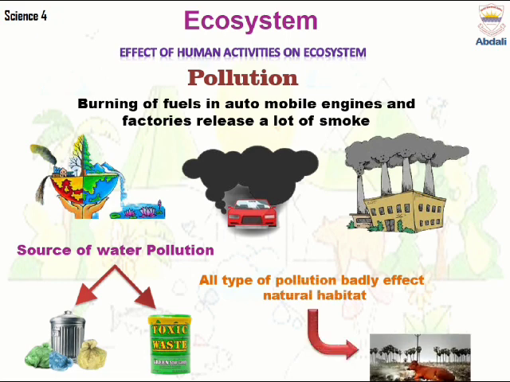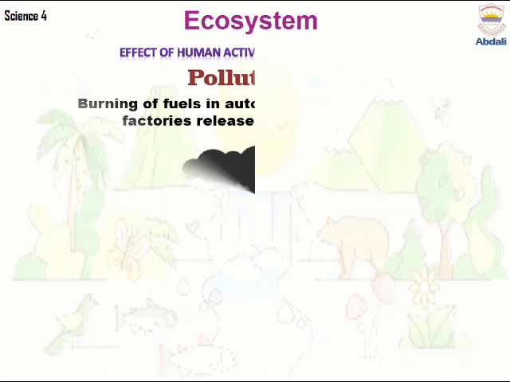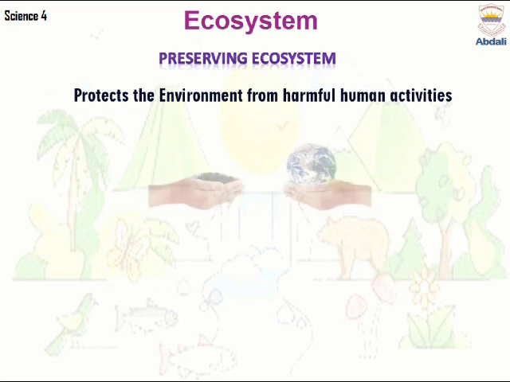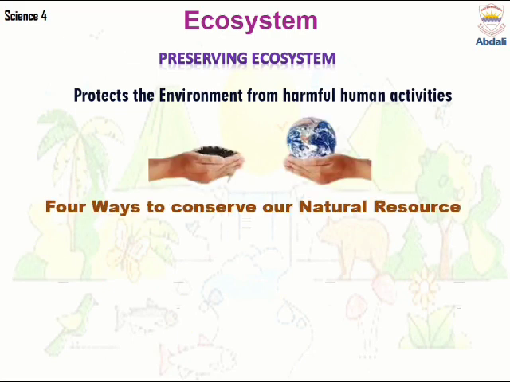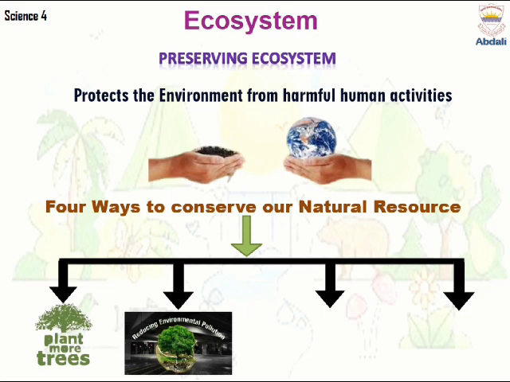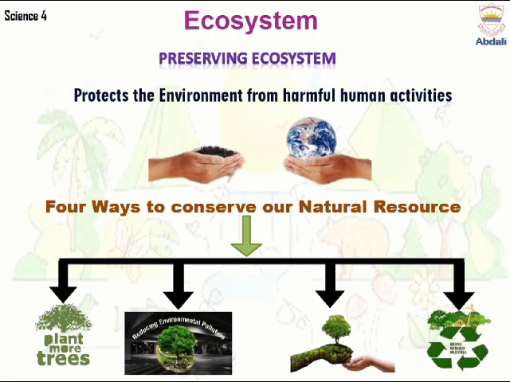Dear students, let's discuss preserving the ecosystem and protecting the environment from harmful human activities. There are 4 ways to conserve and protect our natural resources. 1. Planting more and more trees. 2. Reducing pollution. 3. Conserving natural resources. 4. Practicing the 3R strategy.